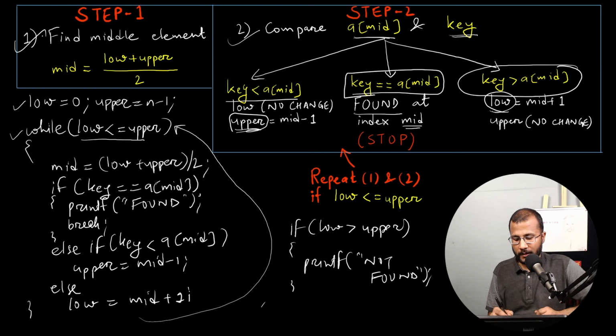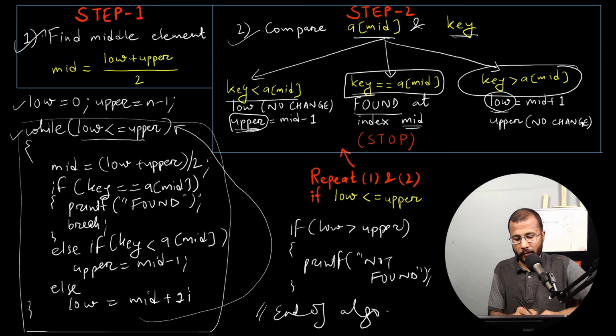Okay, so this is the end of the algo. So first you run this loop. Then once you come out of the loop, there are 2 ways you can come out of the loop. One is you'll come out of the loop because of break. If you're out of the loop because of break, there's no problem. You have already printed that the element is found. So in that case, this condition will not be evaluated because this condition is false. So it will print that element is found.